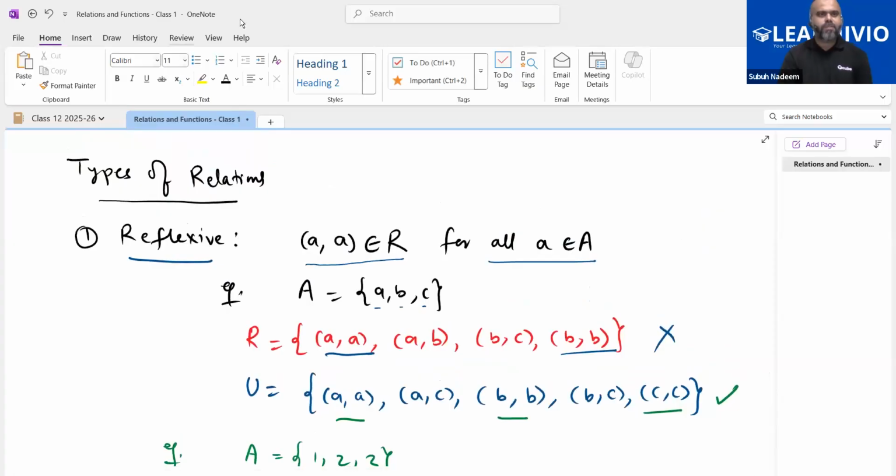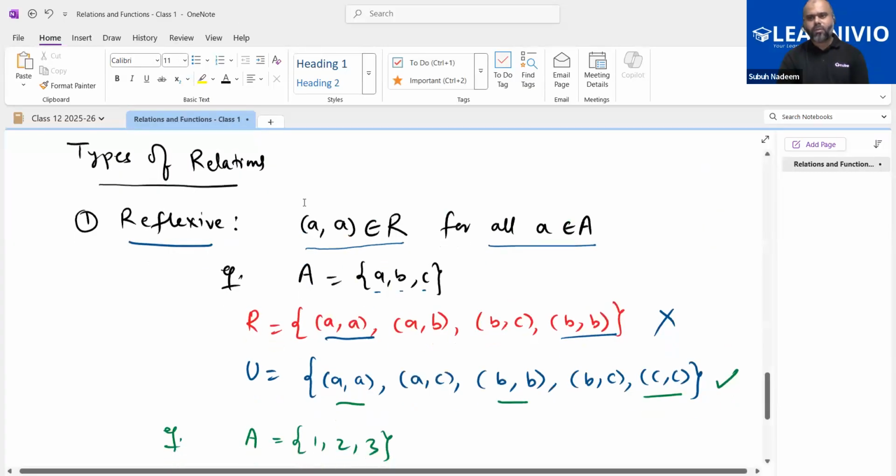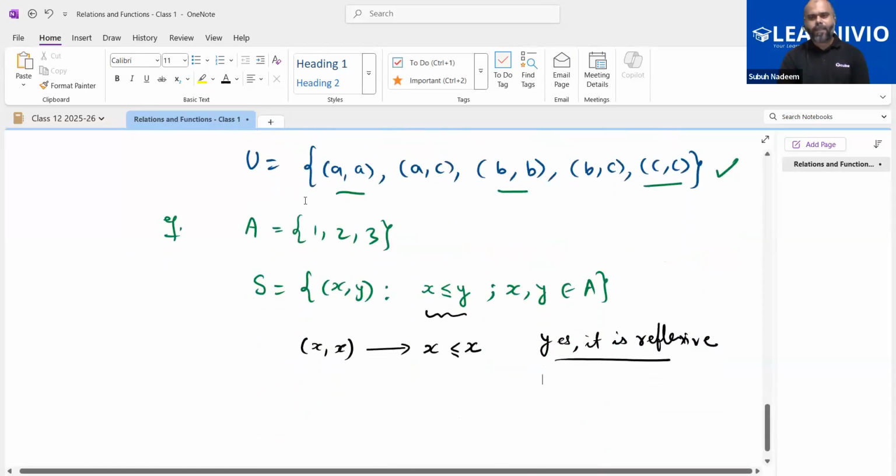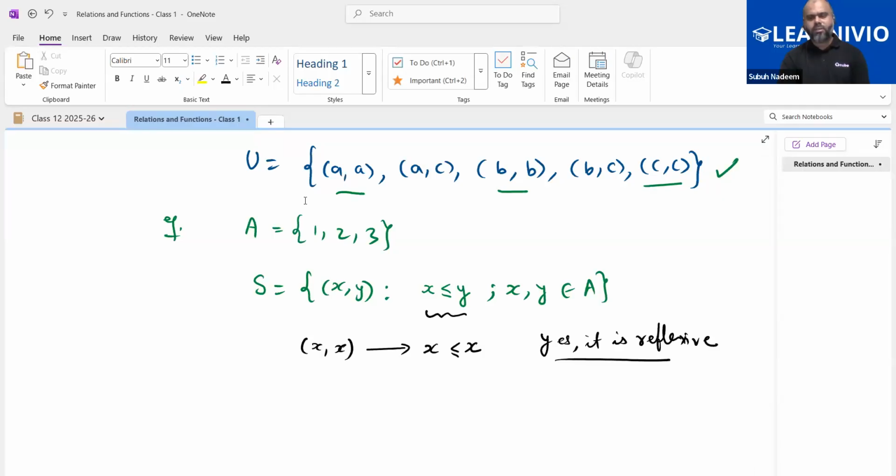Sir, I have one question. Yes. Sir, but there it is saying that S is equal to (x, y), right? Yes, right. But then why did we take (x, x) and not (x, y)?